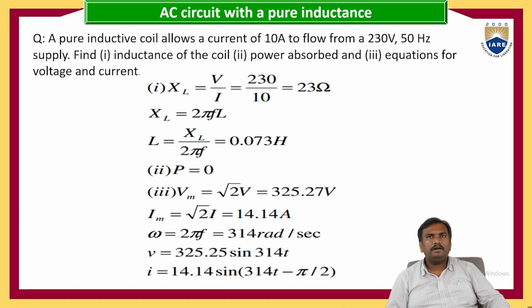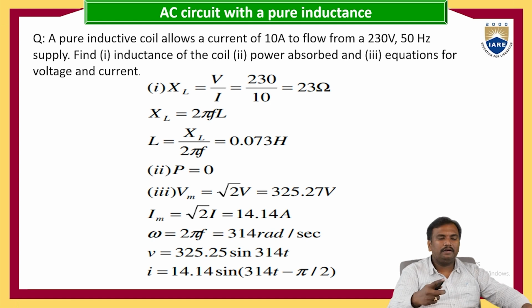Now let us go with the problem. A pure inductive coil allows a current of 10 amperes to flow from a 230 volts 50 hertz supply. Find the inductance of the coil, the power absorbed, and equations for voltage and current. Here we need to calculate based on the voltage and current which is given. We have to calculate the inductance value.